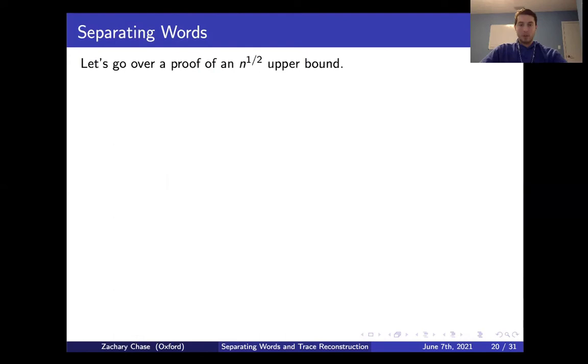Okay, so let's go over a proof of an n^(1/2) upper bound first. This will contain the ideas that we generalized to get n^(1/3). This proof has been found a couple of times.